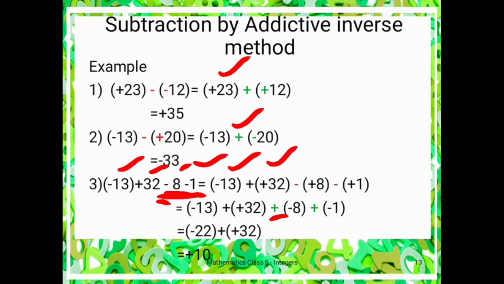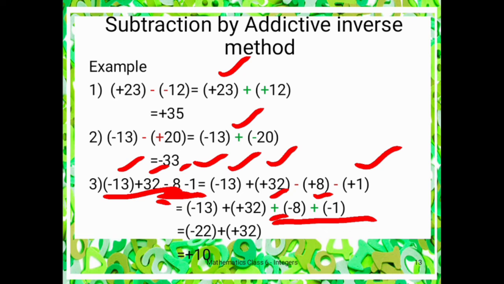So this first line is same. Okay. So minus 13 plus 32 minus plus 8, it is in bracket, minus plus 1. Okay, this is the same question as the previous one. Here, in the second line, I am changing the subtraction operation as addition operation. How have I changed subtraction to addition? By taking the additive inverse.